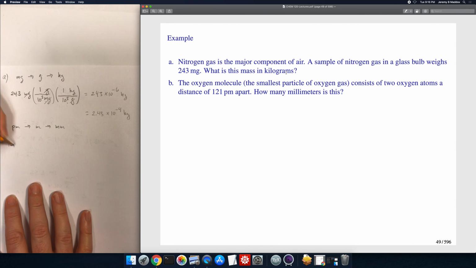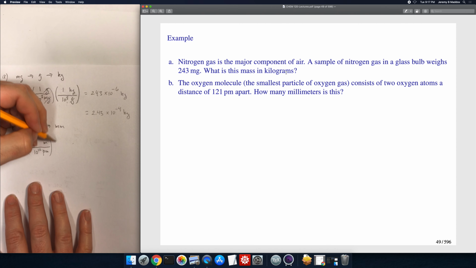So start with what you have, 121 picometers. What we want to do is multiply by something that will cancel the picometers. So we want to have picometers in the denominator and meters in the numerator. The question is what numbers do we want to put here? 1 meter is a lot larger than a picometer, and if you'll recall from our discussion of the SI prefixes, this should be 10 to the 12. There are 10 to the 12 picometers in every 1 meter.